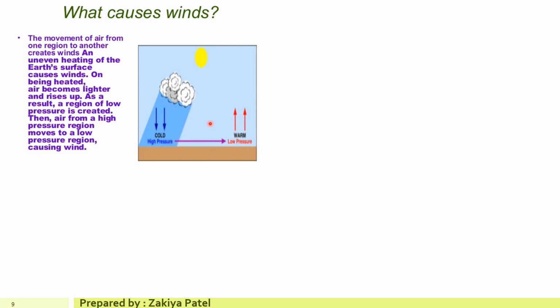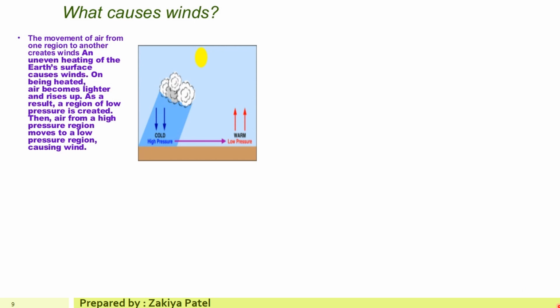Now where a particular cool air is present, that is high pressure. Where there is cold air, what kind of pressure is there? High pressure. Where there is warm air, what kind of pressure is there? Low pressure. So warm air will go up, create low pressure, and who will take its place? Cool air. That is the high pressure: air moves from high pressure to low pressure. So this causes, or this creates, the air.